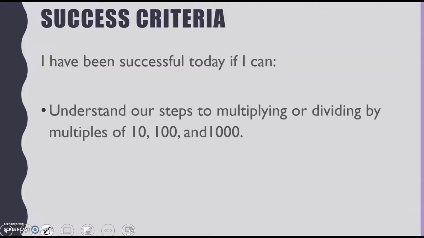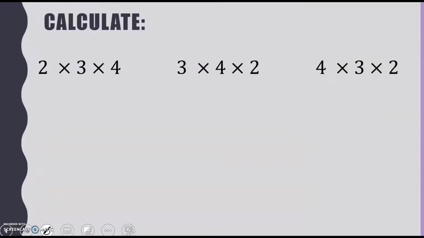Your success criteria today is telling you that you will have been successful if you can understand our steps to multiplying or dividing by multiples of 10, 100 and 1000. And again, a bit like yesterday, you'll see what our steps are as we go through the examples. Okay, so a quick puzzle for you. I want you to pause the video and try these 3 different sums for me and come back and get the answer.